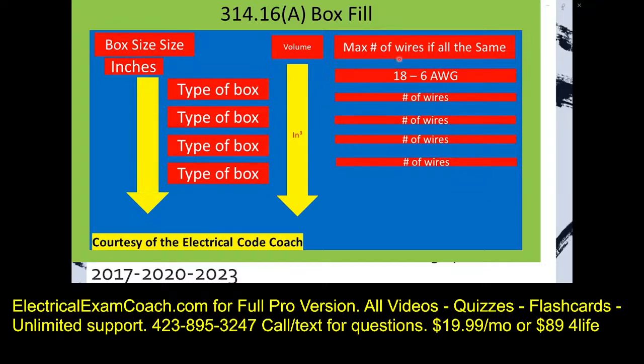Then when we come over here to the far right of the table, it's one of my favorite pieces. It's actually like a cheat sheet. If all of your wires are of the same size, you can use this part of the table and make it very simple on yourself. First thing you'll do is you'll come over and find your gauge of wire. Then you'll come over here and find your type of box, and then come over and tee off with how many wires can fit inside of that box. It's very simple.